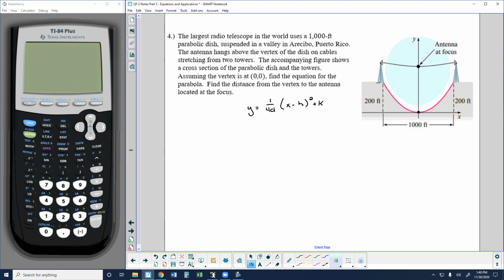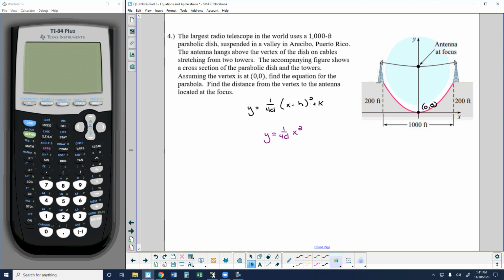What this tells us is the vertex is at 0, 0. In most cases, we're going to put the vertex at 0, 0 unless we have to do something else with it. So I'm going to go ahead and substitute in 0, 0 for h and k. And now I have y equals 1/4d times x squared. This was also an equation that we talked about in part 1 of the notes.